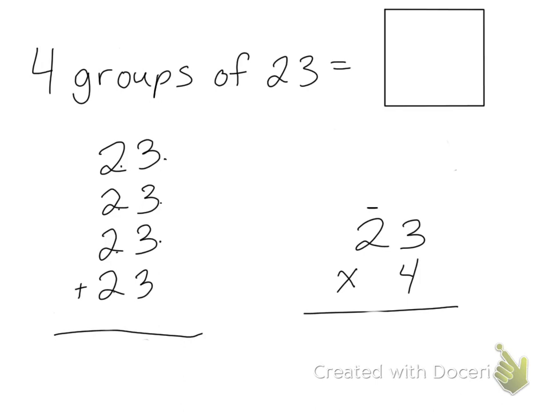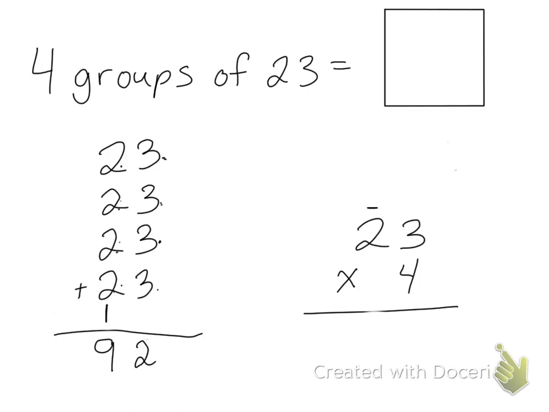The first way is to add 4 23s. So let's find this answer. 3 plus 3 is 6, plus 3 is 9, plus 3 is 12. So I write the 2 down and carry the 1 that's in the tens place. So remember, it's 12 that way. Okay, now we add the tens place. 2 plus 2 is 4, plus 2 is 6, plus 2 is 8, plus 1 is 9, 92.